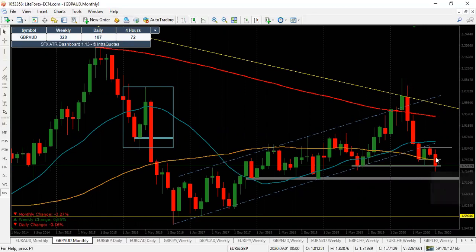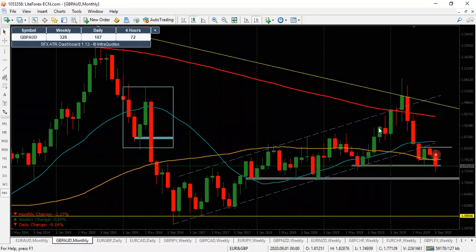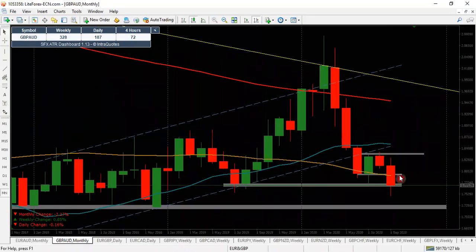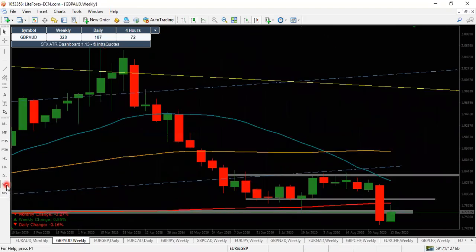We don't want this to come back and close as a week, because if it comes back closing as a week instead of this structure, it is going to be a very different ballgame entirely, and we can have some push to the upside before the next drop. So we don't want to see that. We just want to avoid that and wait for some bit of confirmation.